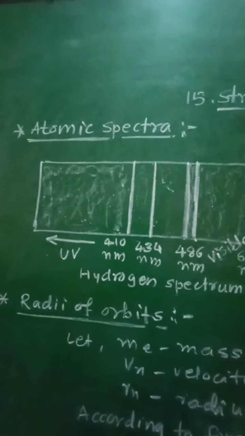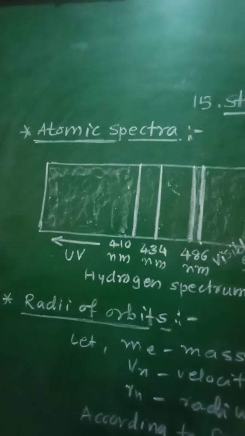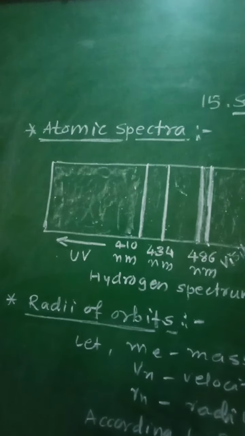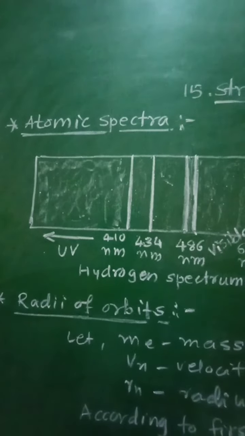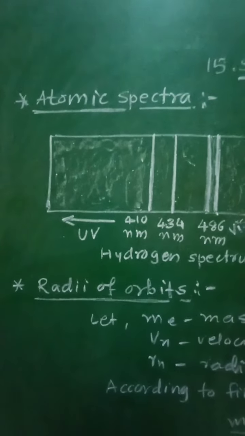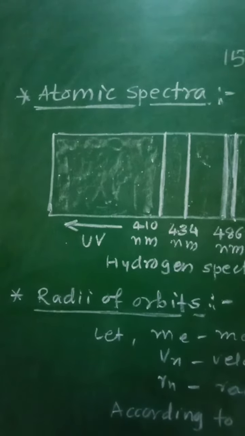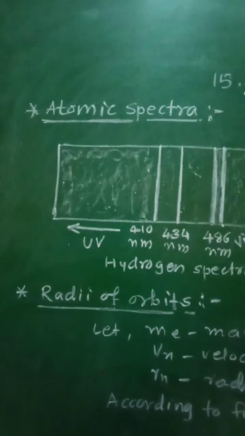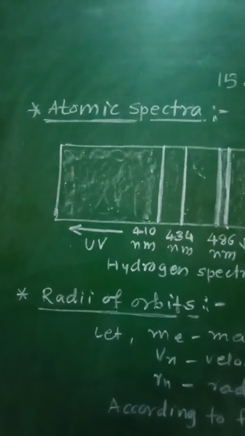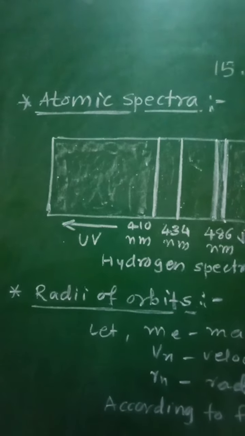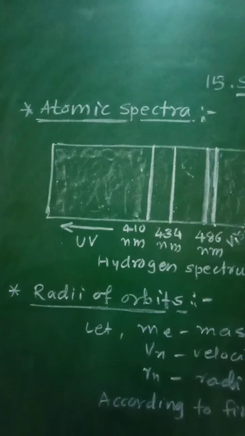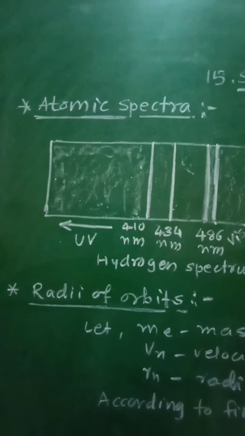We know that when a metallic object is heated, it will emit radiation of different wavelengths. When this radiation is passed through a prism, a continuous spectrum is observed.